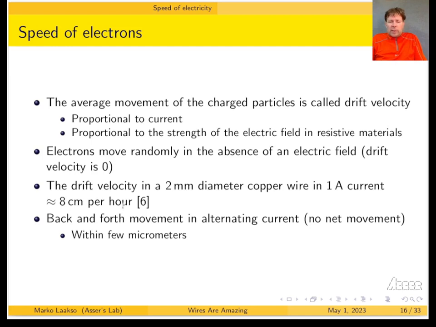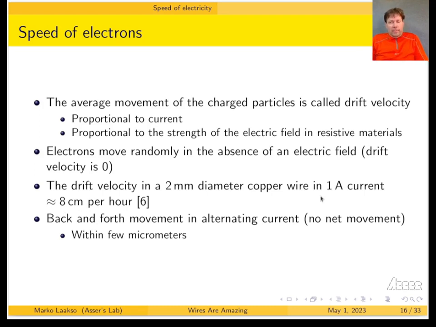The drift velocity in a 2 millimeters diameter copper wire at 1 amp current is roughly 8 centimeters per hour. So that's not much.